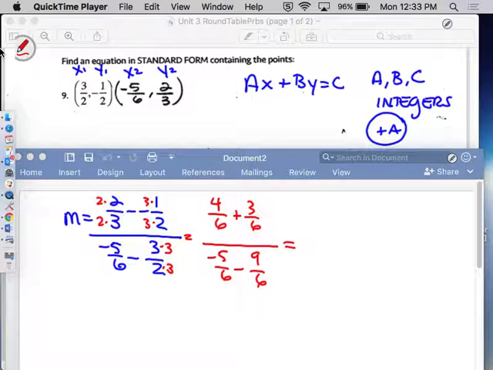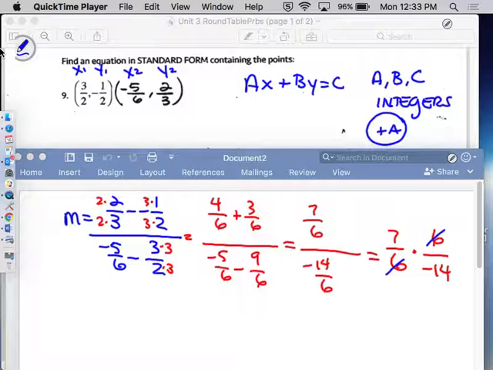Okay, cleaning up, 7 over 6 on top, and I have negative 14 over 6 in my denominator. So I now have a complex fraction, and I need to simplify my complex fraction. So it means I'm going to multiply by the denominator, invert and multiply. Negative 6 over negative 14, and I didn't simplify the 14 over 6 because I saw that the 6's would divide each other out, and I'm left with 7 over negative 14, which is negative 1/2. So coming up here, the slope is negative 1/2.